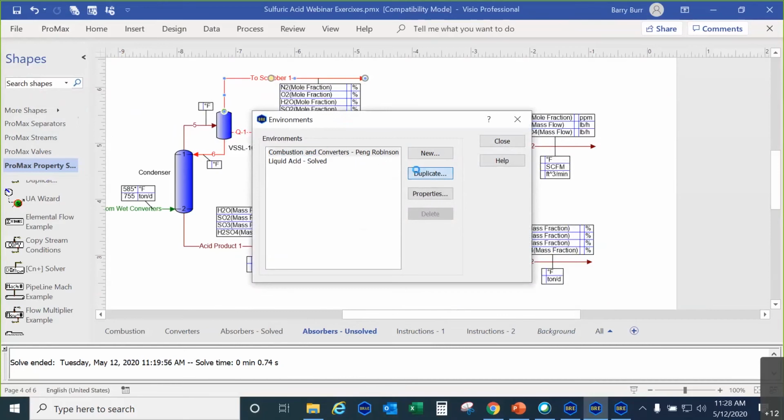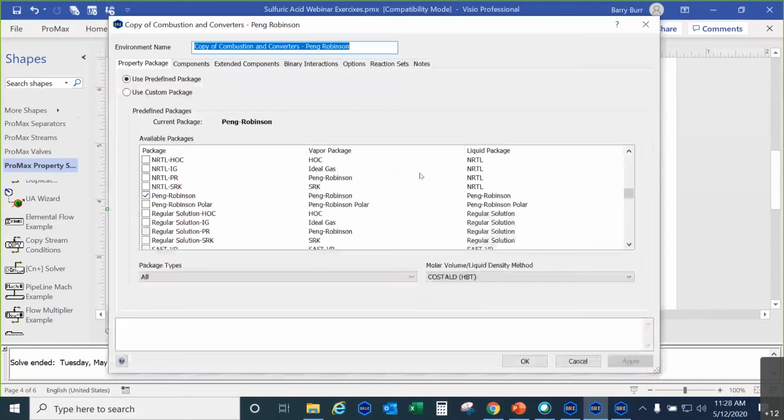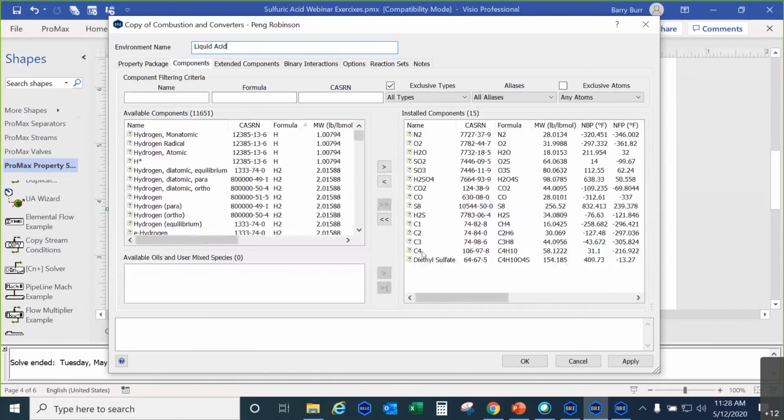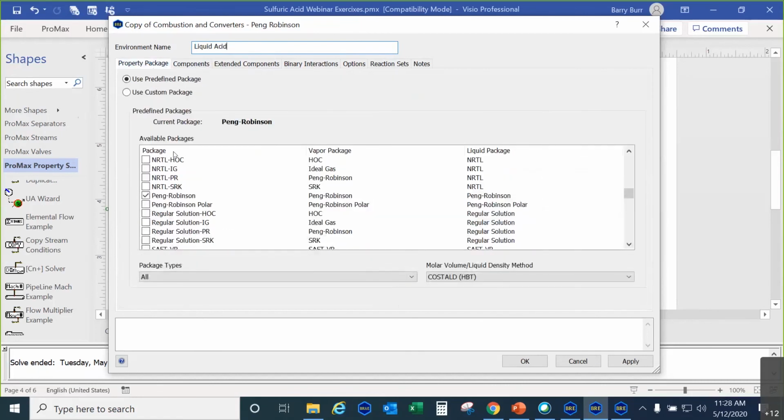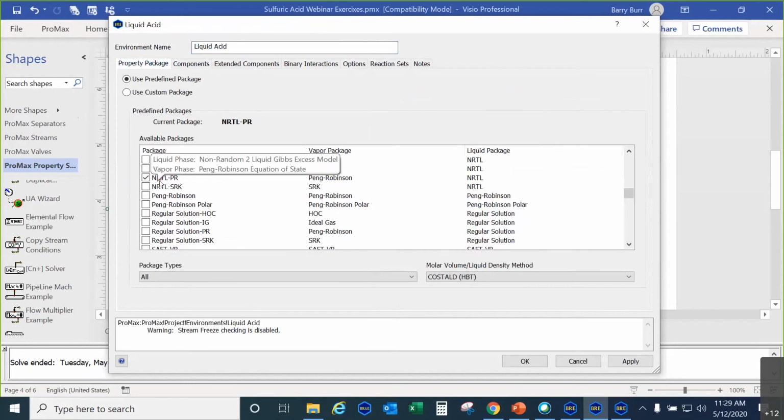The main thing about duplicating is it copies the component list. That's a lot of work to recreate and match up a component list. So duplicating an environment is a really nice thing to be able to do. We're going to name it liquid acid. The components are the correct list of components. But we go to property package and we're going to choose NRTL as our base property package. NRTL Peng Robinson. And then after that, we're going to check.